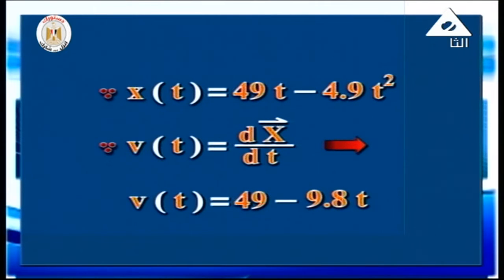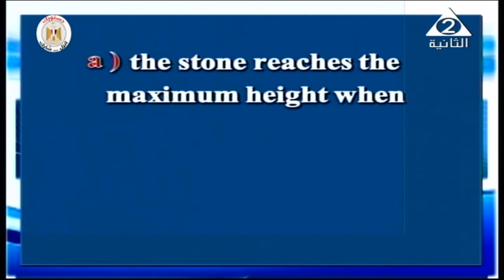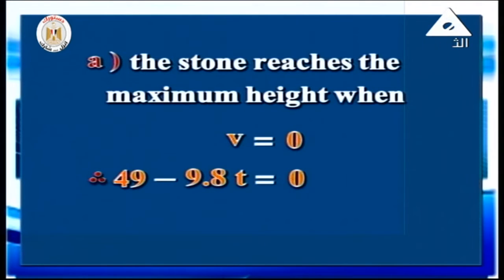My dear student, when the stone reaches maximum height, what do we use? The final velocity equals 0. Then by substitution into the previous equation, 49 minus 9.8t equals 0, then t equals 5 seconds.